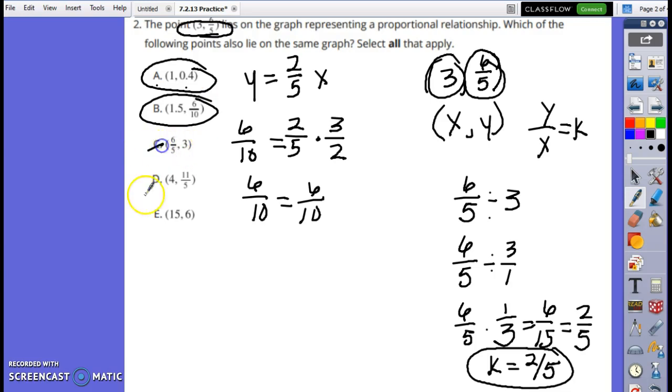C is not, D is not, and E is. And you can check your work by following the same process, taking your equation of a proportional relationship, substituting in the values, and checking to see if your equation is correct.